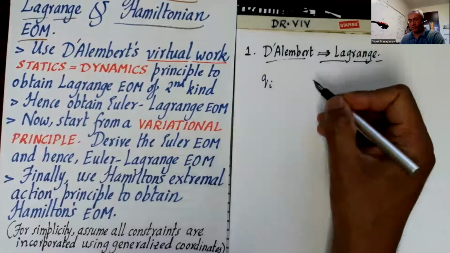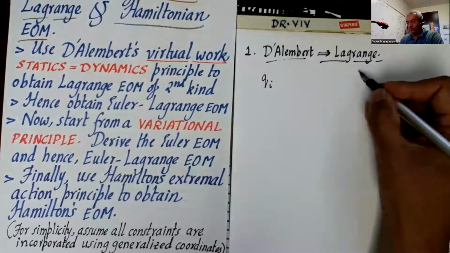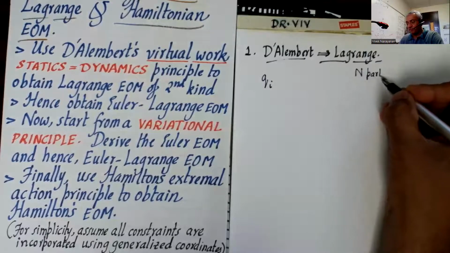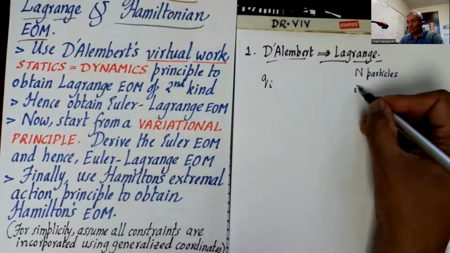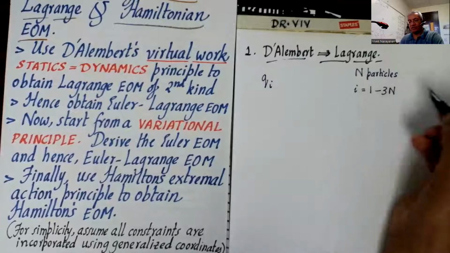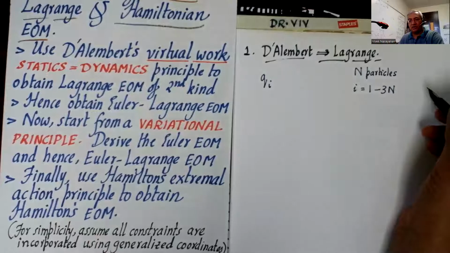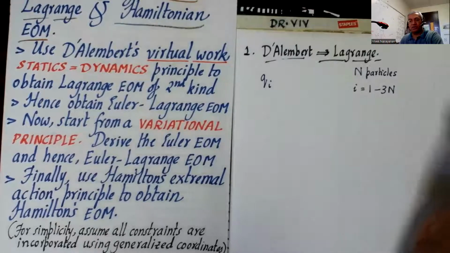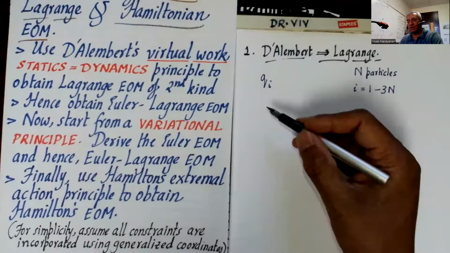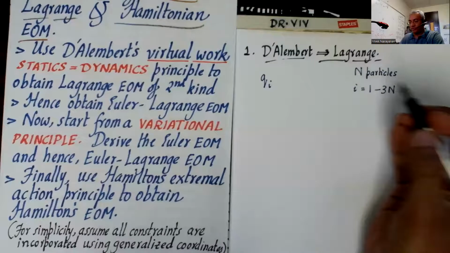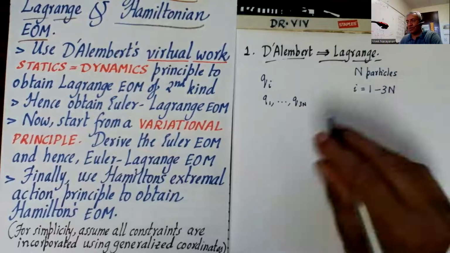We're going to have q_i to represent our generalized coordinates, where there are n particles. So if there are no constraints at all, then i will run from 1 to 3n. Why 3n? Because we are in 3 dimensions. So you have x, y, and z for each particle. And so there are going to be 3n coordinates, and we can work in a system of generalized coordinates q_i. So for example, you can have q_1 up to q_3n if there are no constraints.